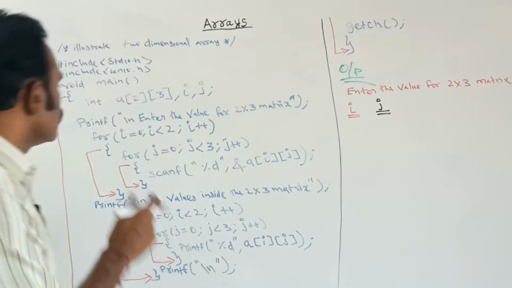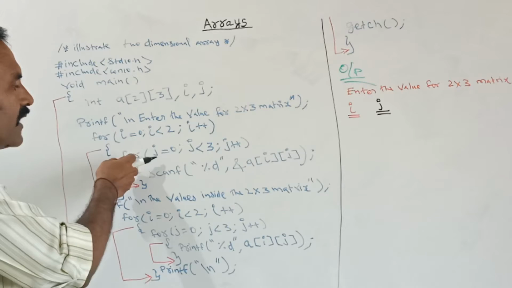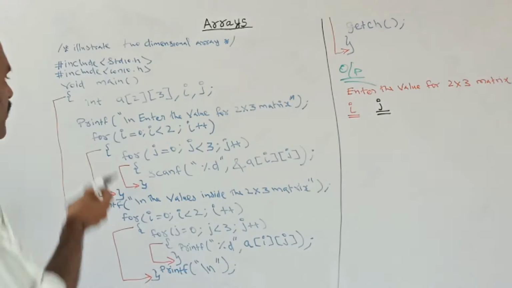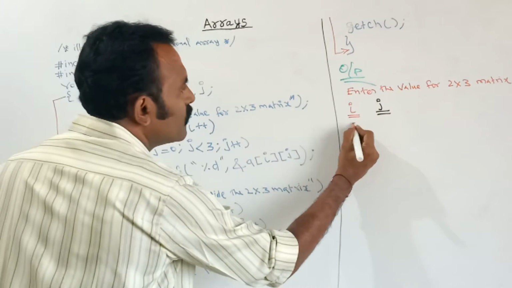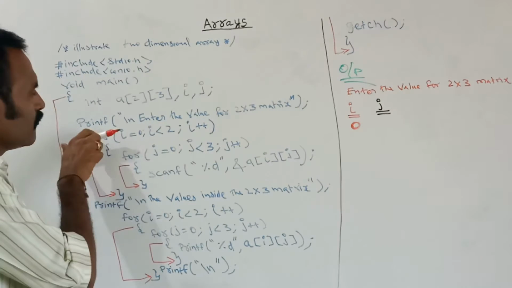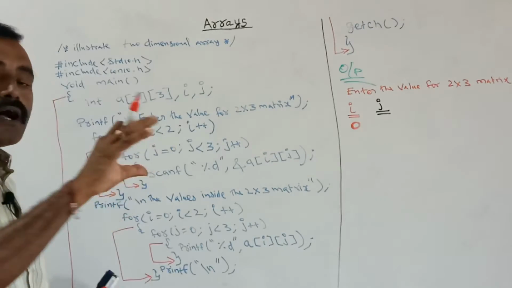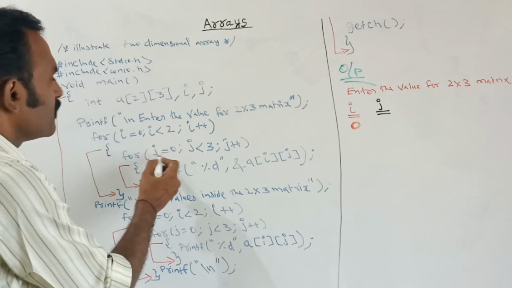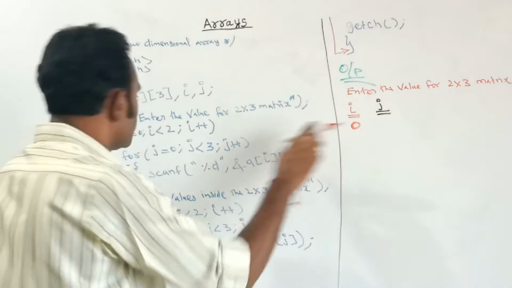In the nested for loop, for the outer loop I declared the variable i, and for the inner loop I declared the variable j. This is the outer loop, this is the inner loop. When i is equal to 0, it will check the condition and go inside the body of the outer loop. Inside the body of the outer for loop I have created another inner for loop, whose variable name is j. When i is equal to 0, the condition is true, so it comes inside and comes to the inner loop.